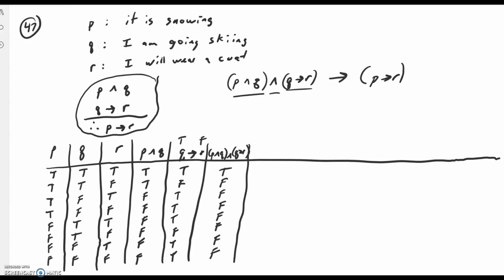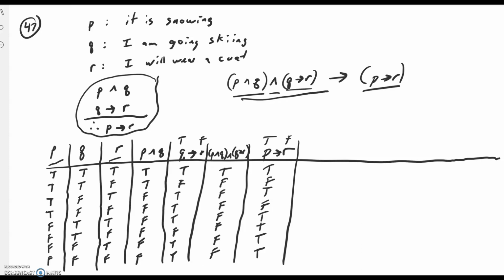And so then we need a P implies R. And the only way that can be false is if this is true and this is false. So we have P here and R here, and we're looking for true false. We've got one of them there, we've got one of them there, and that's it. And now we have this, and we have this, and we need to do an implied right here.